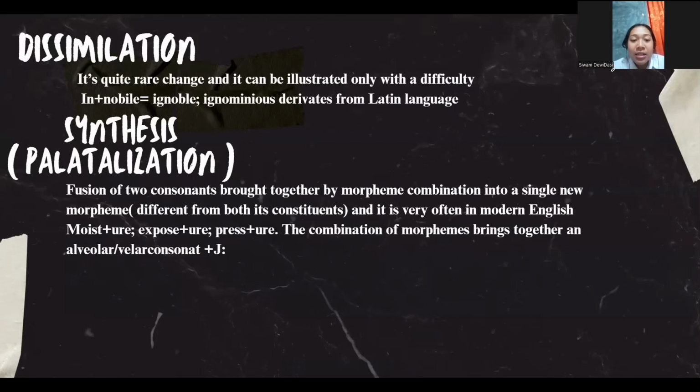And we have synthesis or palatalization. Synthesis or palatalization is a fusion of two consonants brought together by morpheme combination into a single new morpheme, different from both its constituents, and it is very often found in modern English: moist plus your, express plus your. The combination of morphemes brings together an alveolar or velar consonant.